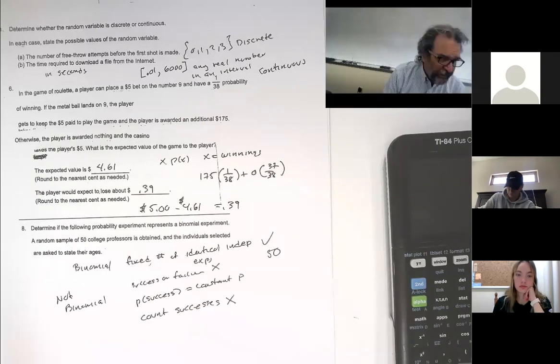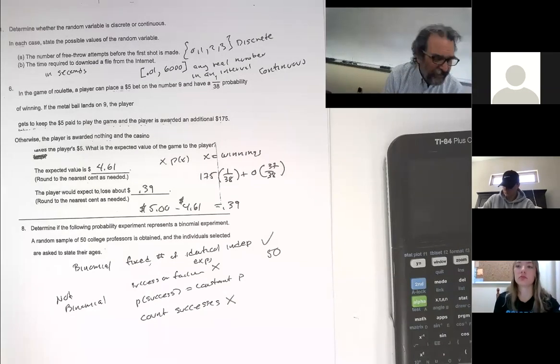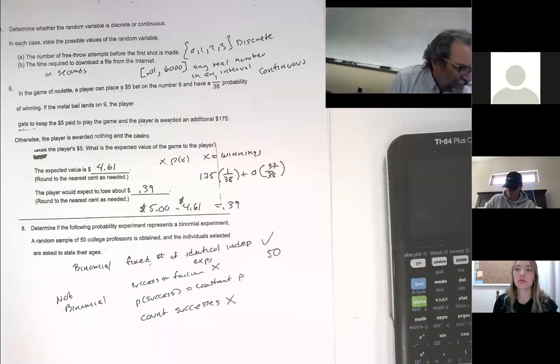So more or less you have to be doing the same thing over again where you get a yes or no answer. So if you ask them, are you eligible for Social Security? There you go. Some will say yes, some will say no. And that could be binomial as long as you counted how many said yes. So that would work.